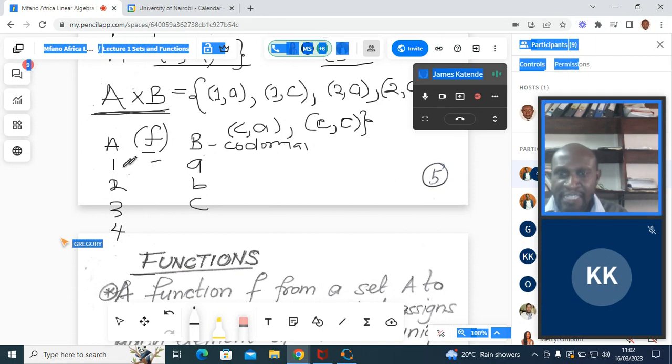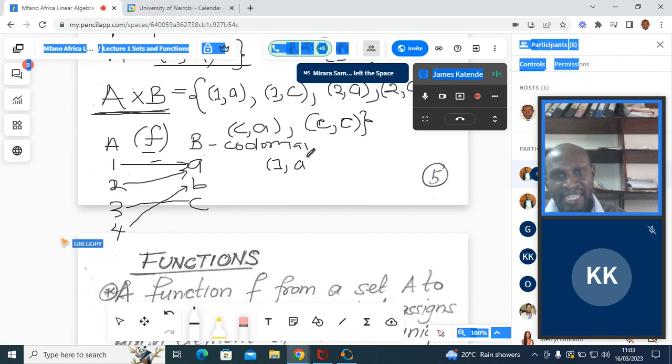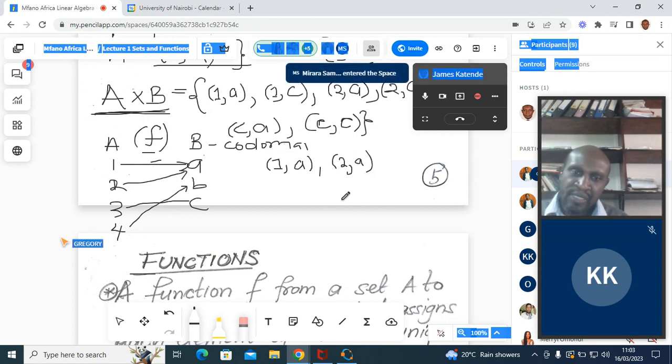So let's give an example of a function. So we can have a rule that assigns 1 to A, assigns 2 also to A, assigns 3 to C, and assigns 4 to B. So this is an example of a function, because if you write this out as ordered pairs, 1 is paired with A, but it's not paired with anything else. Let's go to 2. 2 is also paired with A, and it's not paired with anything else, so that's fine. It's assigned to A and only A.